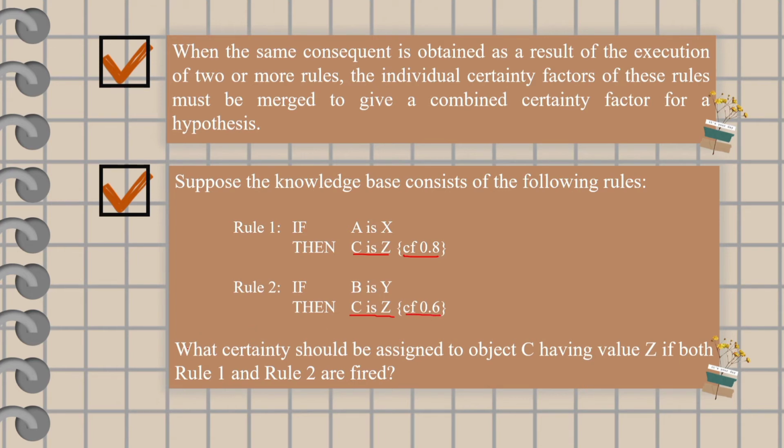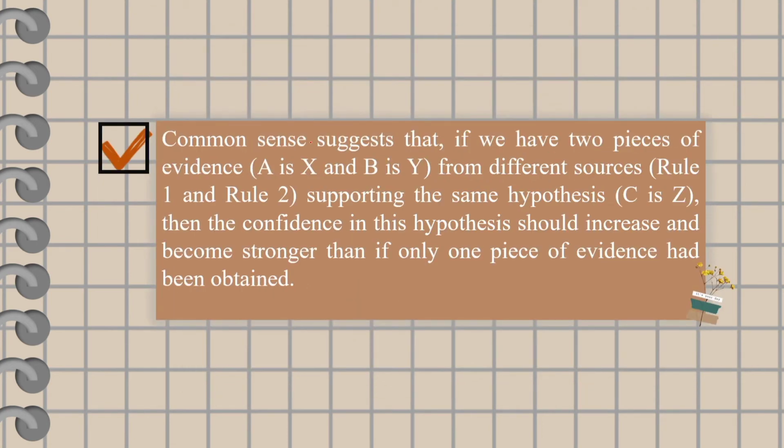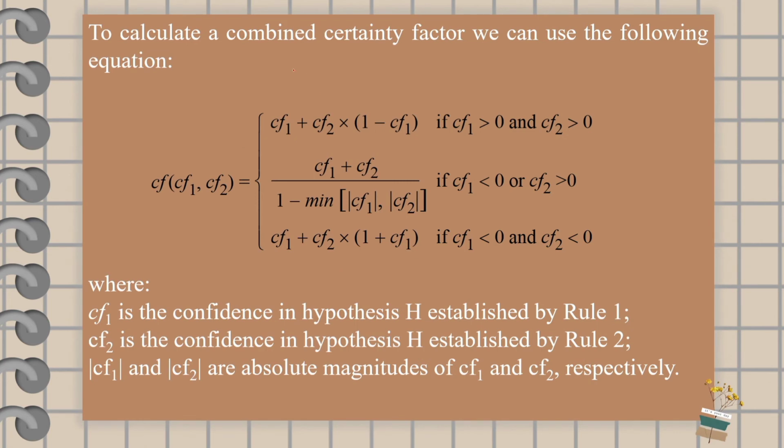So the question here is, what certainty should be assigned to object C having value Z if both rule 1 and rule 2 are fired? Common sense suggests that if you have two pieces of evidence, A is X and B is Y, from different sources, rule 1 and rule 2, supporting the same hypothesis, which is C is Z, then the confidence in this hypothesis should increase and become stronger than if only one piece of evidence had been obtained. So here is the formula on how to merge or combine certainty factors.